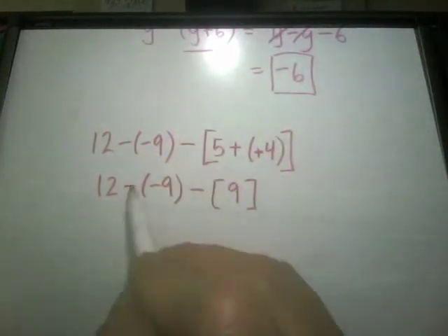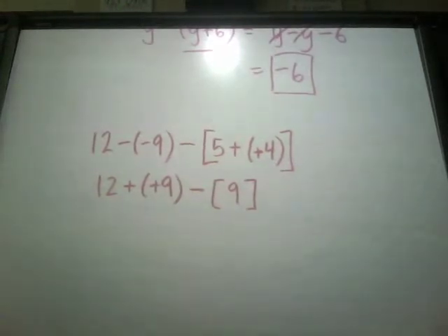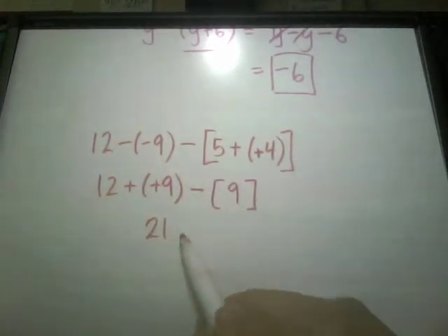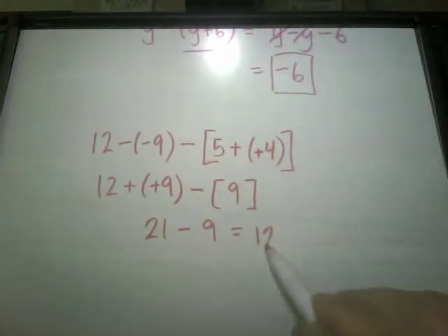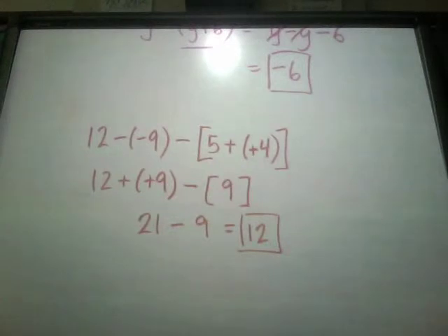I see subtraction, I change it to adding the opposite. Since that first 9 was a negative, it becomes a positive. 12 plus 9, I get 21, minus the 9 from the brackets, and now they're just positive numbers, so I subtract. And that's it, just going carefully with the rules and practicing the rules.